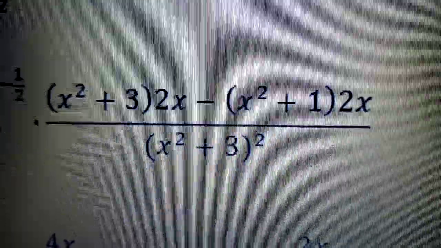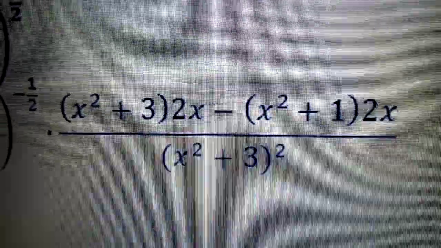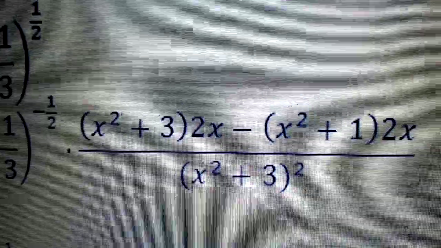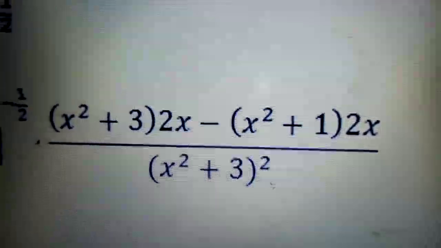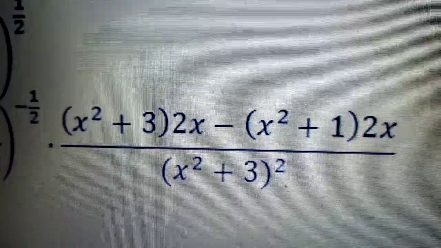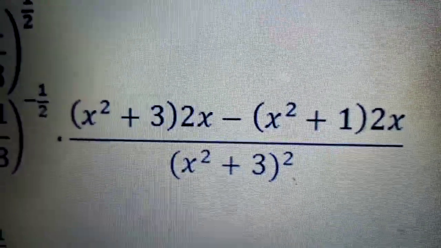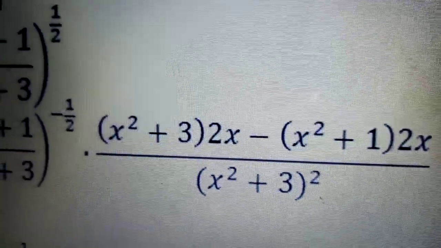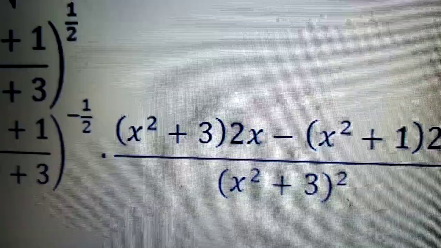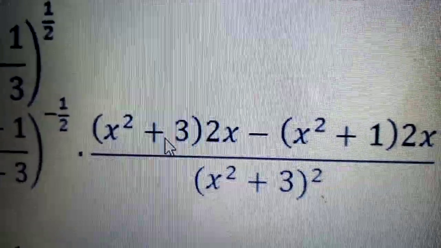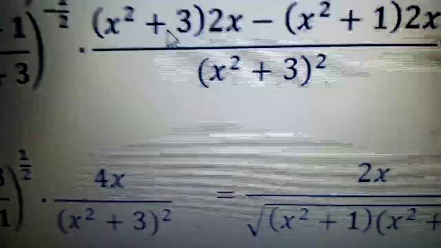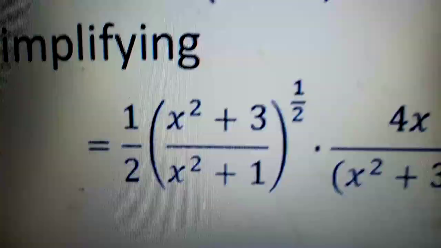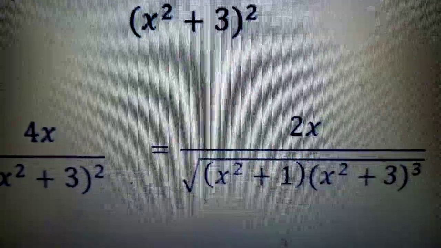Then for the other part of du dx, we open up the bracket. 2x multiplied by x squared gives 2x cube, then 2x multiplied by 3 is 6x, then minus 2x multiplied by x squared gives minus 2x cube, then 2x multiplied by minus 1 becomes minus 2x. So the minus 2x cube will cancel the plus 2x cube. What we have left is 6x minus 2x, which is 4x, divided by the denominator, which is still x squared plus 3 all squared. So the half here will come and divide 4x, so we have 2x as the numerator.